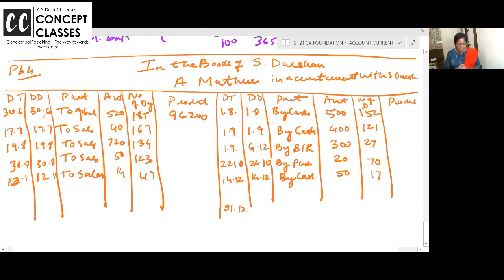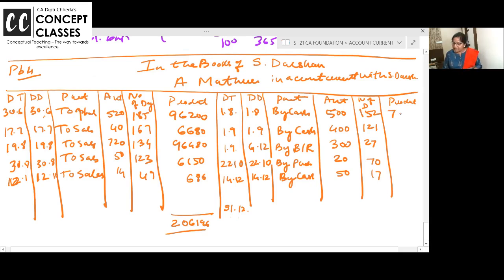96,200. 40 into 167, 6680. 720 into 134, 96,480. 50 into 123, 6150. And 14 into 49, 686. So total is coming to 206196.